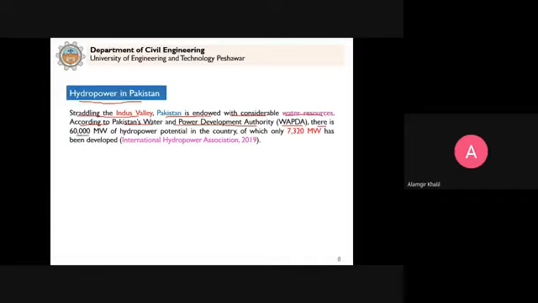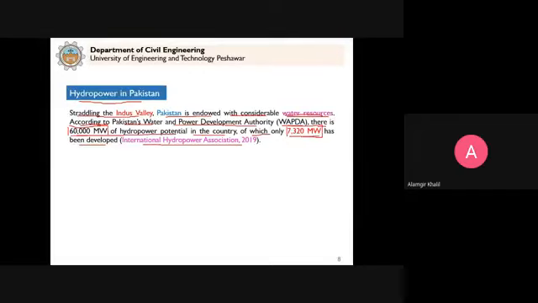there is 60,000 megawatt of hydropower potential in the country. So it means that in Pakistan, we can generate up to 60,000 megawatt of electricity from the available water resources, of which only 7,320 megawatt has been developed. This is from last year's International Hydropower Association 2019 report. So there is a potential of 60,000 megawatt, but unfortunately, how much are we generating? Only 7,000.